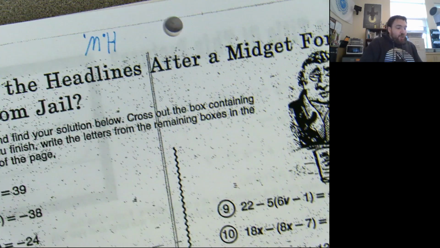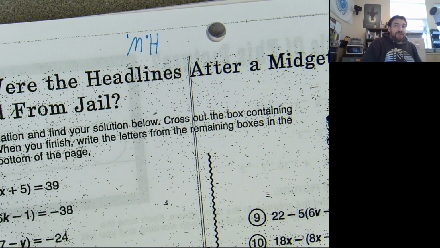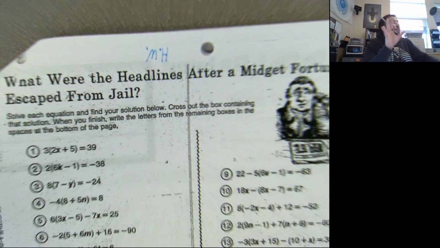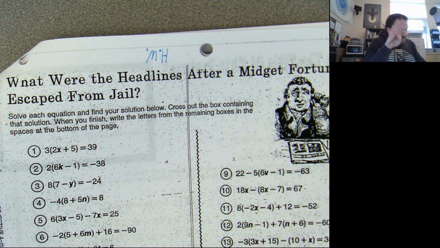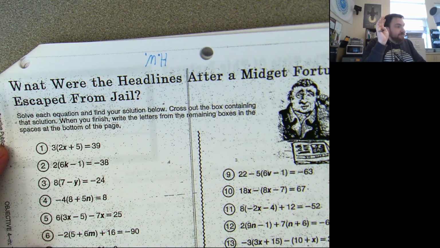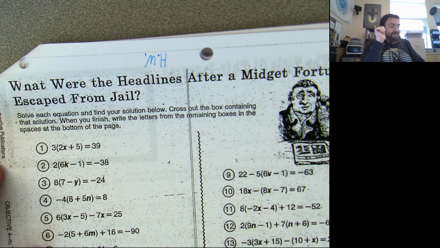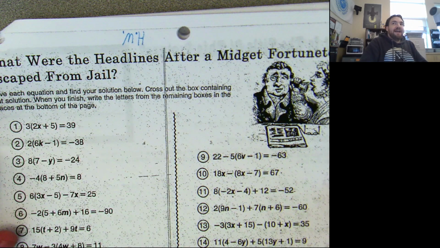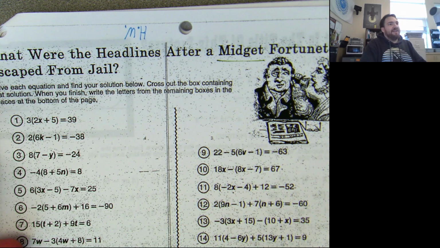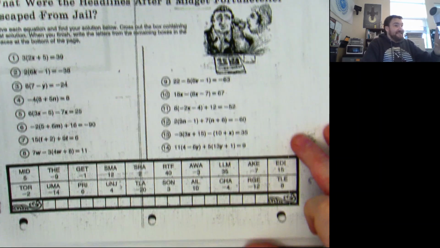This was not. What were the headlines after a midget fortune teller escaped from jail? I realize this is wildly politically incorrect. It makes perfect sense. What were the headlines after a little person? How did they correct it online? It was the same headlines, but the question was instead of midget, it said 3'10". Yes. They changed it to a shorter height. This word midget, yes, I know it's not politically correct. I apologize if I offended anybody. The answer is the same.